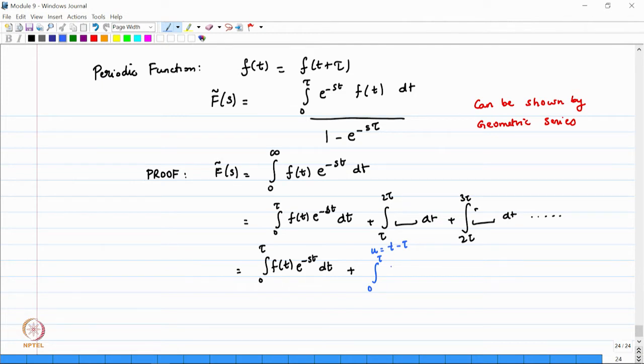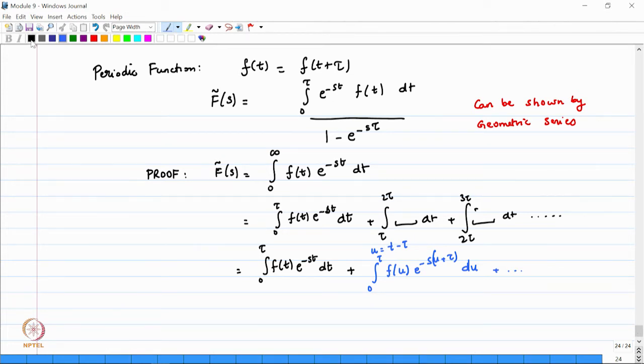And what you have is f of t. Now f of t is same as f of t plus tau. So I can just write f of u e to the minus s, and now I am going to replace t by u plus tau, so e to the minus s times u plus tau, du. So I can write it in this form, plus the other terms.